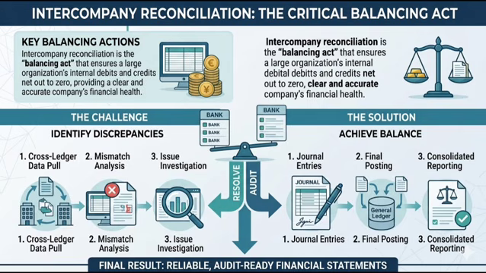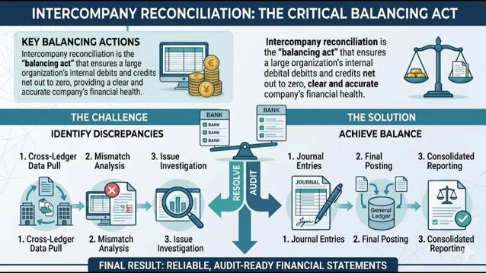The right side, the solution, achieving balance. This is the result phase. Journal entries, correcting the errors found during investigation. Final posting, formally entering those corrections into the general ledger. Consolidated reporting, the final step where all accounts are balanced and verified, marked by the green checkmark. Checkered flag, the final result, audit readiness.